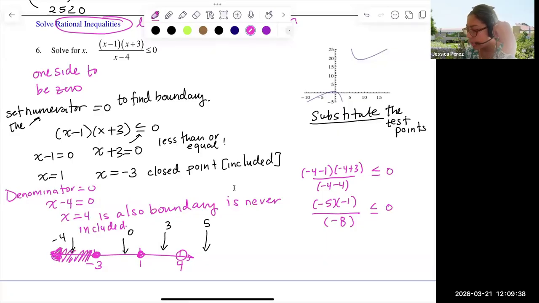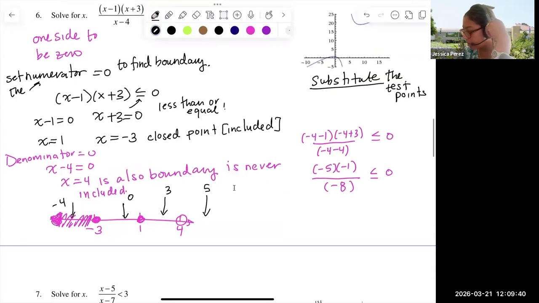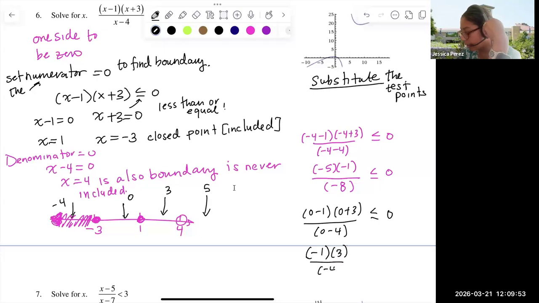which is true. Now let's plug in 0. I'm going to test 0. 0 minus 1, 0 plus 3, over 0 minus 4. Is that less than or equal to 0? Well, I have a negative 1, a positive 3, and then a negative 4. That gives me something positive, right? So 3/4. Is 3/4 less than 0? No, so I will not shade that area.